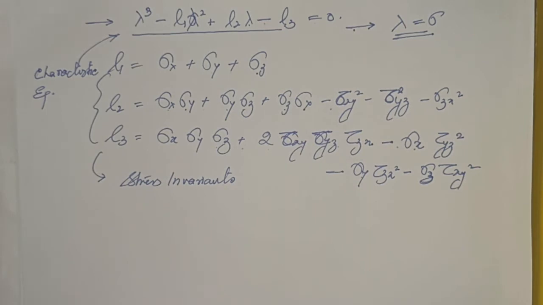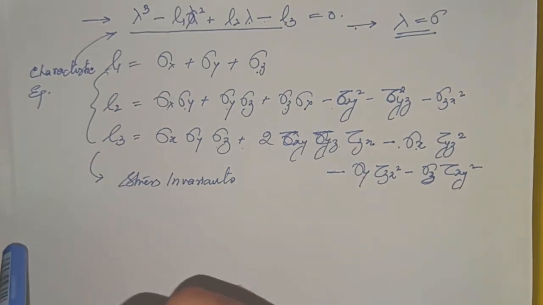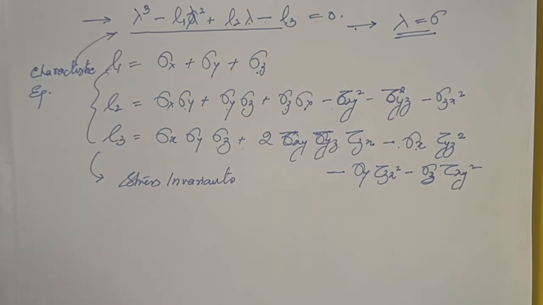They represent something physical. For example L3 here somewhere leads to a failure theory, which is typically the von Mises failure theory. So it will tell you when the failure will happen or not. Many of these things you study in higher classes: the stress invariants are physical quantities and they are very importantly related to the failure and the shape change of the body.